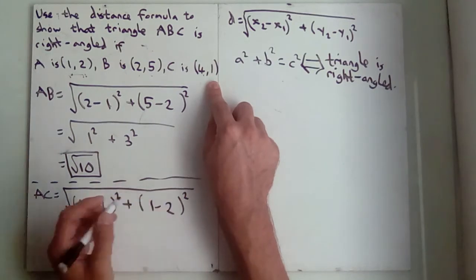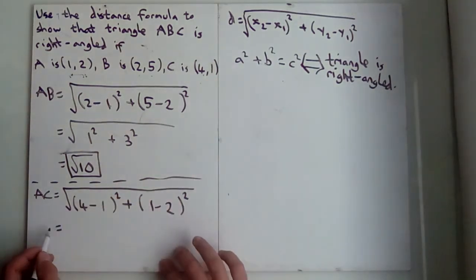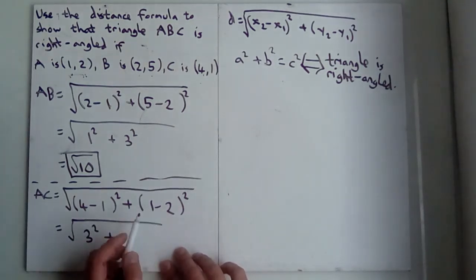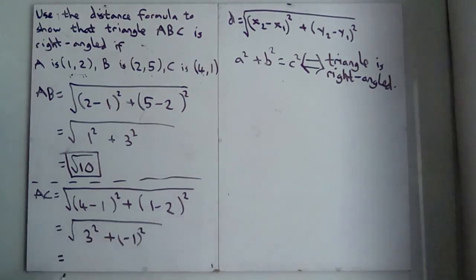1 minus 2 squared. So that is the square root of 4 minus 1 is 3 squared, plus 1 minus 2 is minus 1 squared. So 3 squared is 9, minus 1 squared is 1, 9 plus 1 is 10. So this is root 10 as well, which is interesting. Now we move on to, so we've got AB, we've got AC. The third side we need is BC.